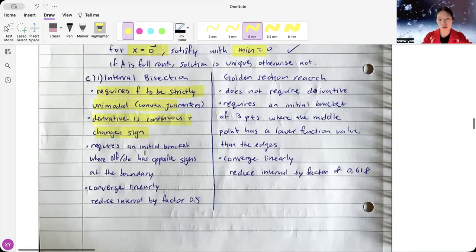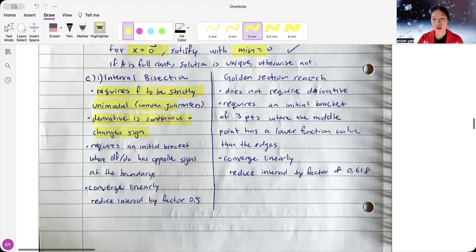It requires an initial bracket where df/dx has opposite signs at the boundary. So yeah, we need to find that, and it's relatively difficult to do that. And it converges linearly, so it reduces the interval by a factor of 0.5 every time because we're halving it.